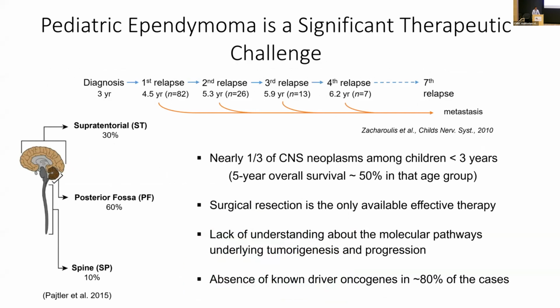I don't need to introduce this tumor to this audience, but it remains a significant therapeutic challenge, especially in pediatric cases, where it represents nearly a third of the central nervous system neoplasms, and the 5-year overall survival is pretty poor. Part of it is because of the lack of understanding about the molecular pathways that underlie tumorigenesis and progression of these tumors. And in part, as mentioned in some of the previous talks, this is due to the absence of mutations in known driver oncogenes. Approximately 80% of the cases in these populations lack a mutation in some known driver oncogene.